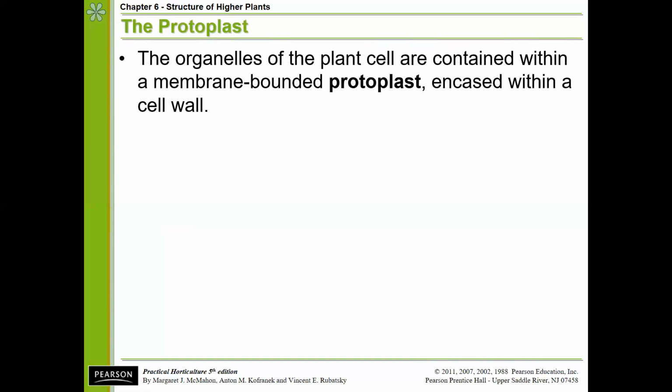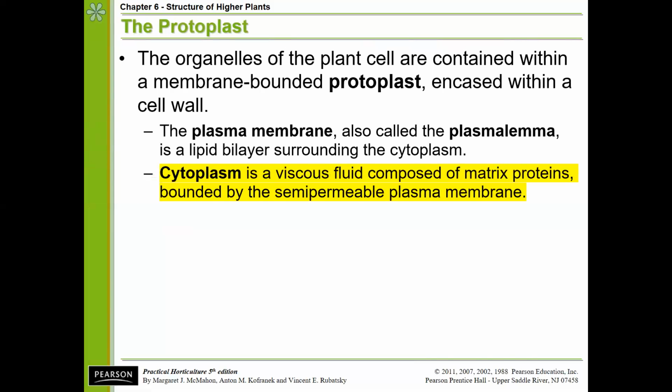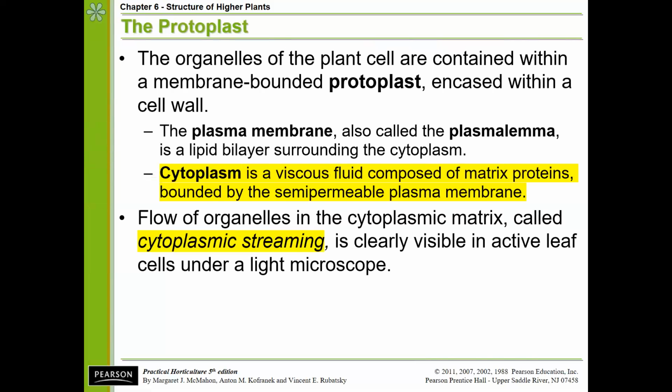Moving on to the protoplast. Big thing here I want to talk about is the cytoplasm, which is basically where all the organelles are kind of floating around in the cell, kind of holding everything together, bounded by the semi-permeable plasma membrane. And the flow through the cytoplasm is known as cytoplasmic streaming. Another important thing to recognize about the cytoplasm is that there is some DNA stored in the cytoplasm as well.